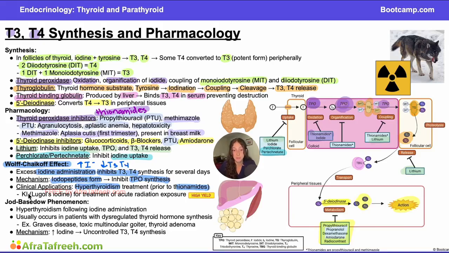And then additionally, there's a really important tie-in here that definitely comes up on STEP a lot, and that is for the treatment of acute radiation exposure. So if you're exposed to acute radiation and you have all this radioactive iodine floating around in your body, and then your thyroid takes that up, then your thyroid is going to be at increased risk for developing cancer down the line. So it's very dangerous.